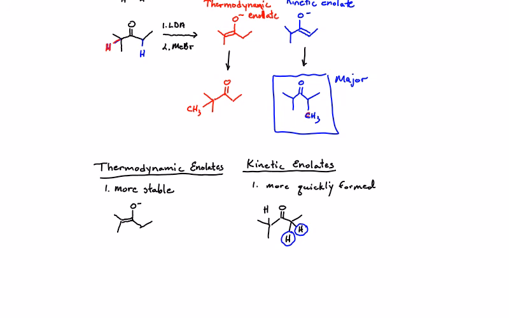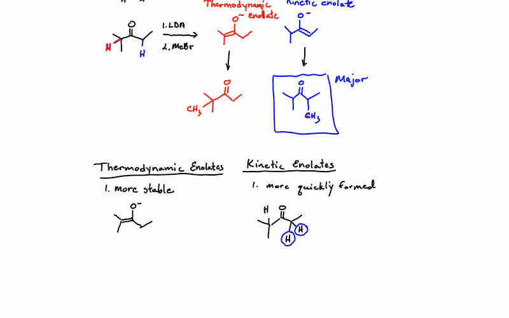But furthermore, these protons on the right-hand side were much less encumbered sterically. They were easier to reach. So the reaction happened much more quickly. So any conditions that are going to facilitate the formation of a kinetic enolate are going to be those that allow for those protons to be removed very quickly and very irreversibly.